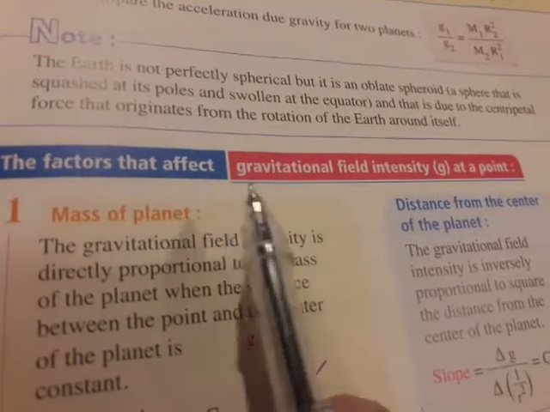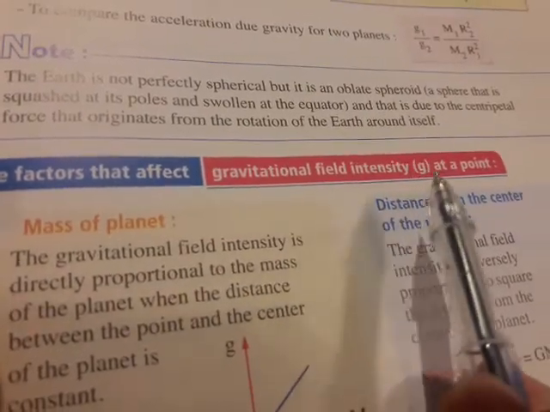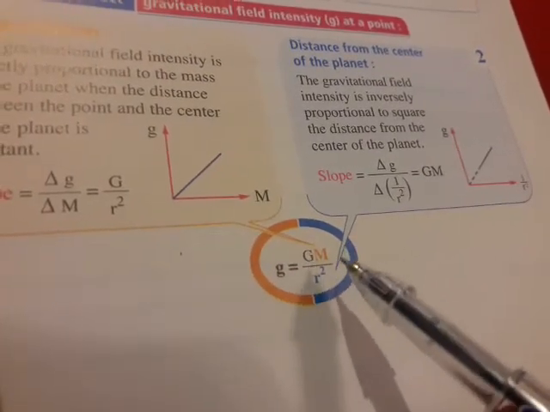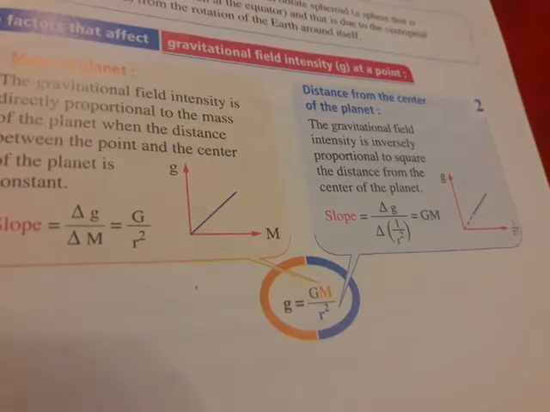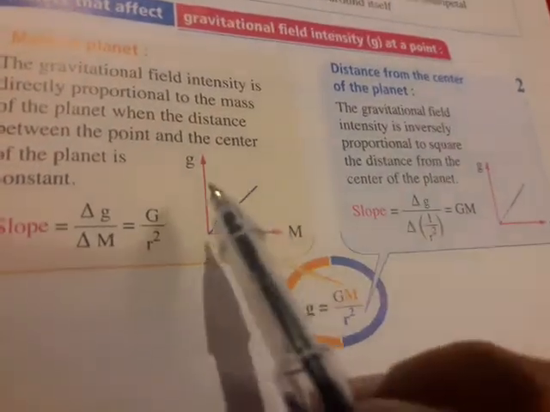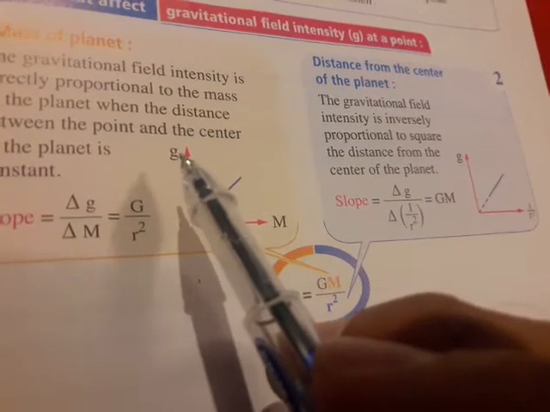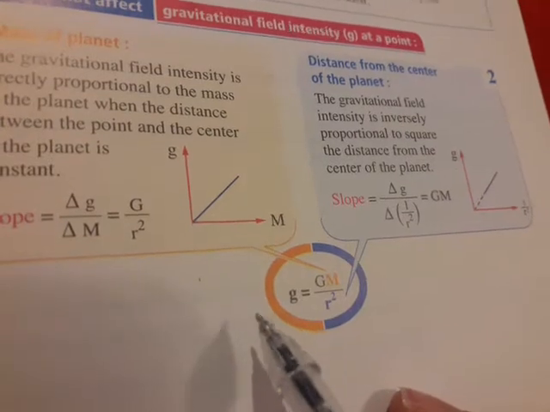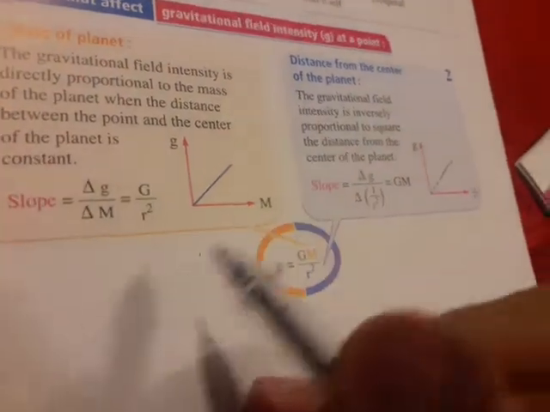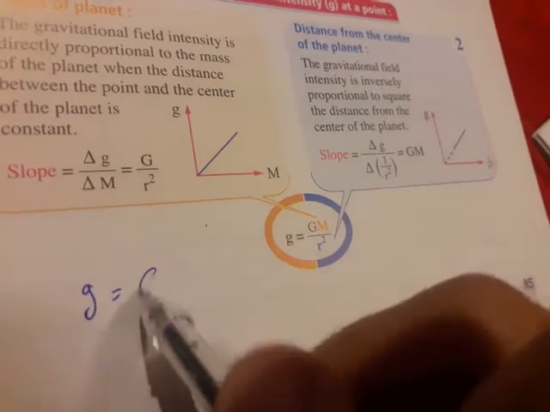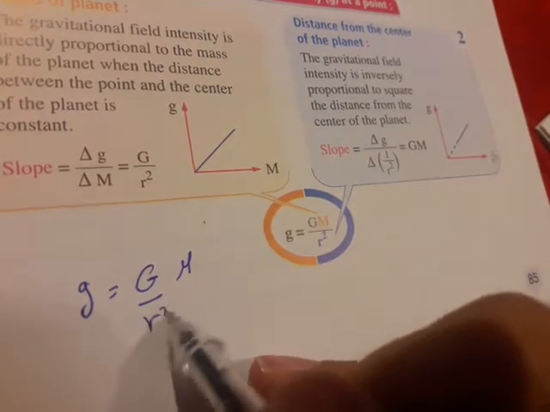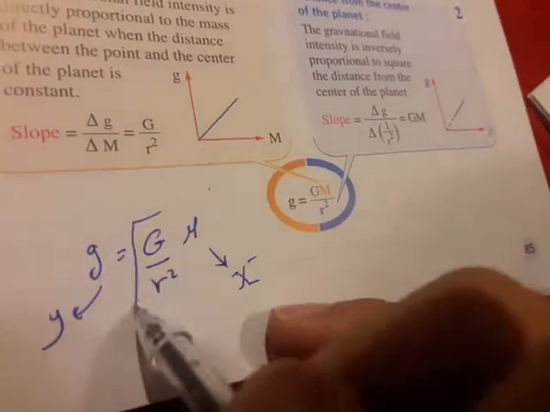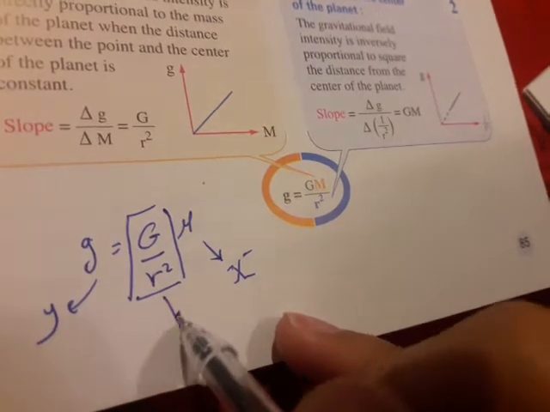The factors that affect gravitational field intensity g at a point: g equals G times the mass of the planet over R square. So when we draw g on the vertical axis and mass on the horizontal axis, g equals G capital mass over R square, here y axis, here x axis, so G over radius square is the slope.